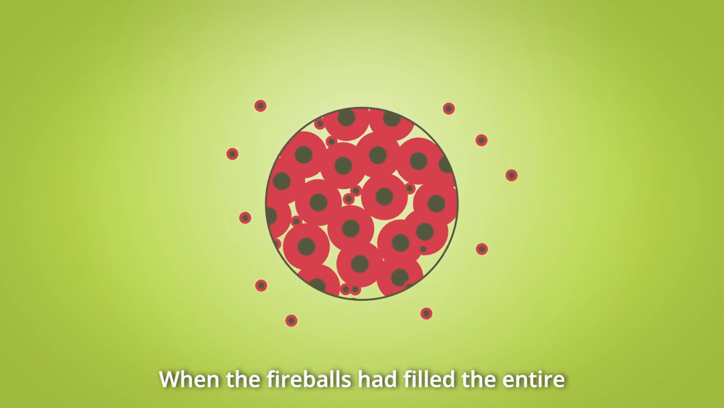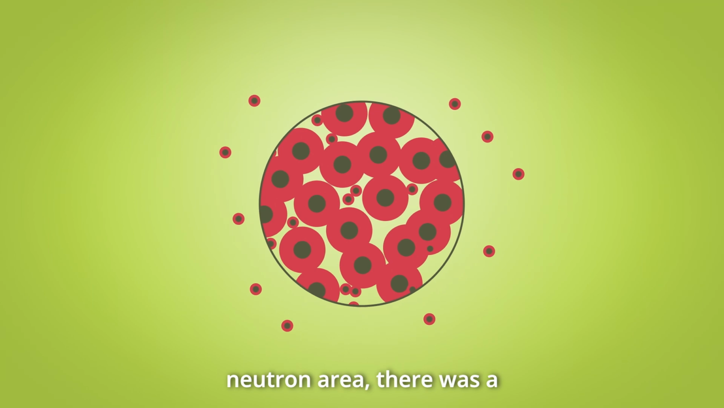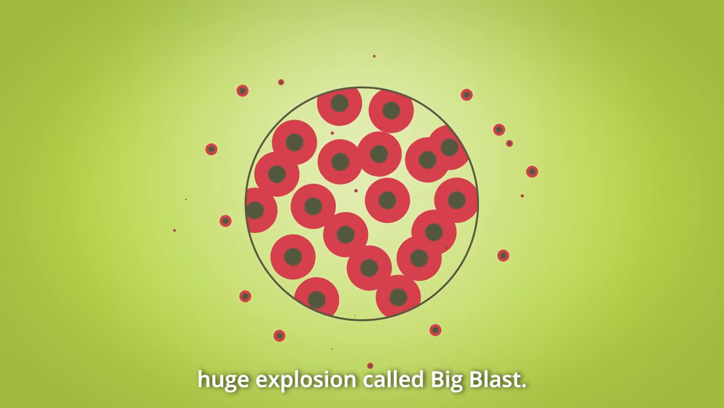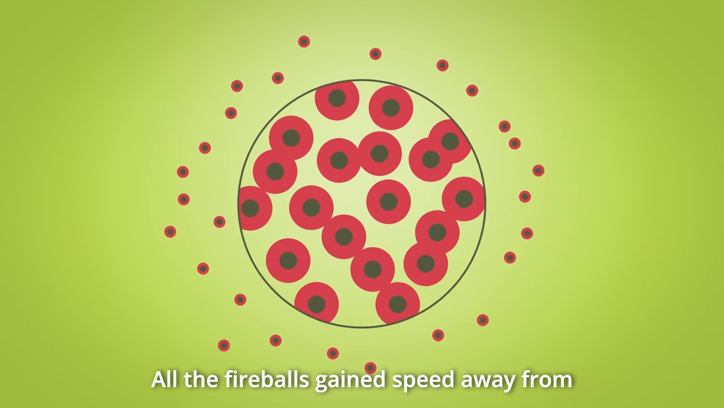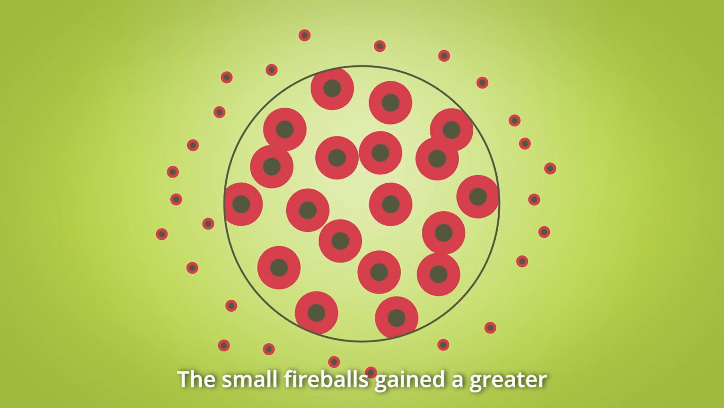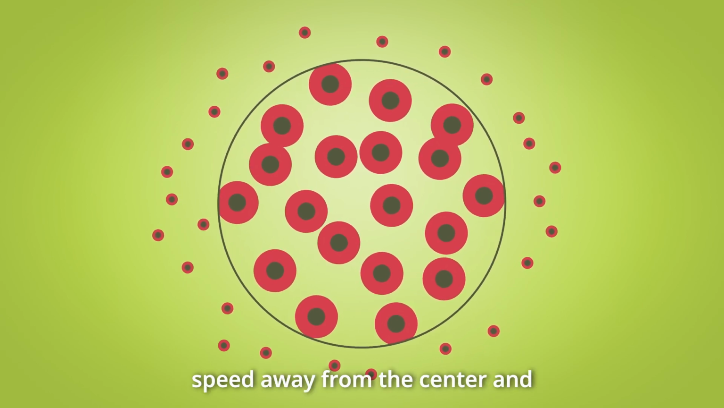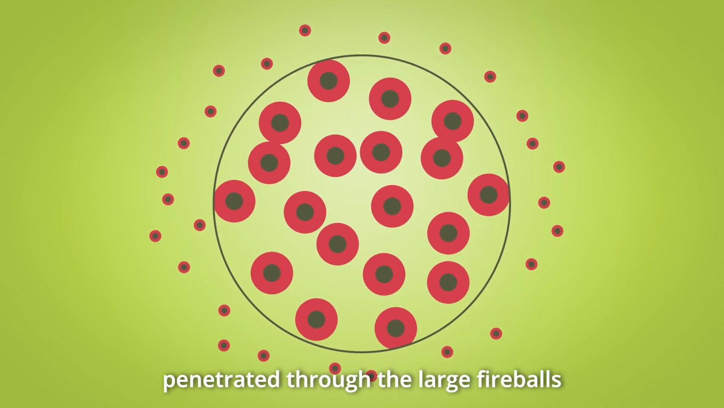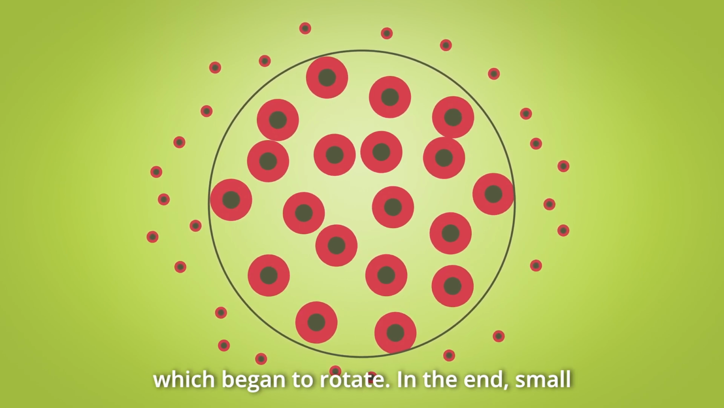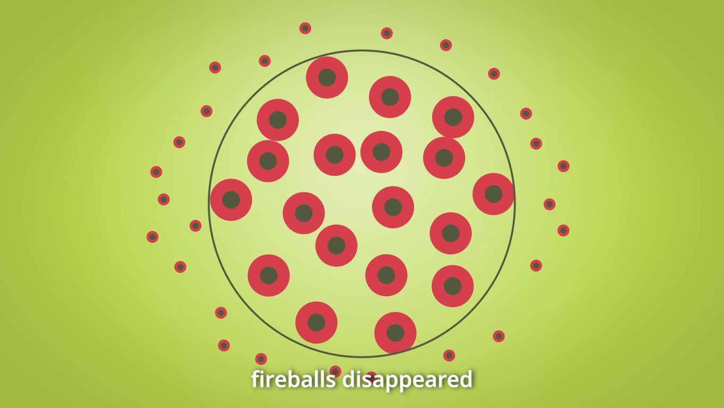When the fireballs had filled the entire neutron area, there was a huge explosion called Big Blast. All the fireballs gained speed away from the center of the explosion. The small fireballs gained a greater speed away from the center and penetrated through the large fireballs, which began to rotate. In the end, small fireballs disappeared completely into the outer universe.